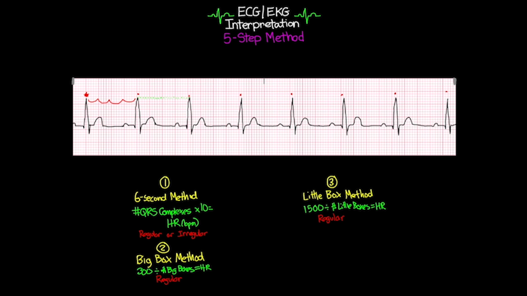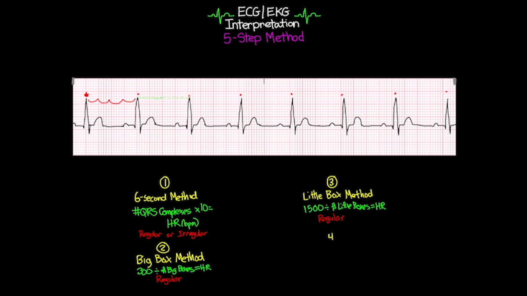And we count out 21 small boxes. We divide 21 into 1500 and we actually get 71.4. So either rounding down to 71 or up to 72 depending on the accuracy of my measurement. But again, we see that we have a slightly different number than the big box method, and again a different number than the 6-second method. And again, I don't recommend using this one for our normal wide-spaced rhythms like this. Really, if you're looking at your faster rhythms, that's where you're going to want to use this small box method.